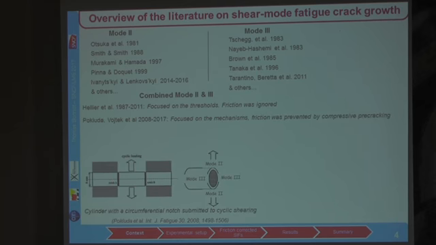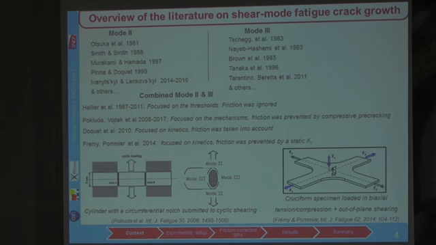Kokla, Vostok and al. did some studies on a sheared cylinder with a circumferential notch, and their studies were focused on the mechanisms, while friction was prevented by a compressive pre-cracking. Doke and al. did some studies on the same device as Elier, mostly focused on kinetics, where friction was taken into account. And recently, Flavien Frémine and Sylvie Pommier did some studies on a cruciform specimen, focused on kinetics, where friction was prevented by using the static K1.